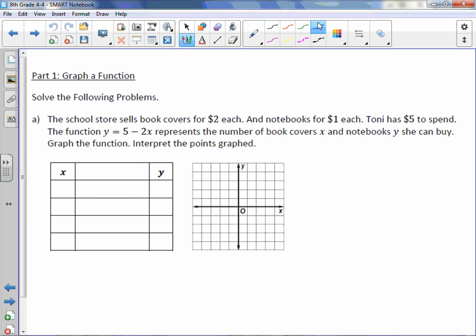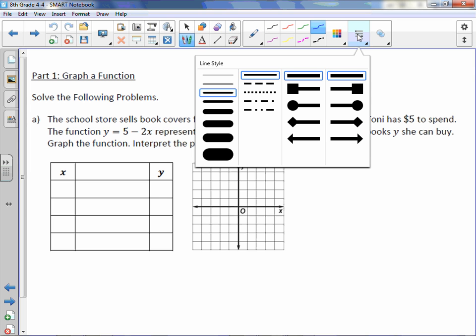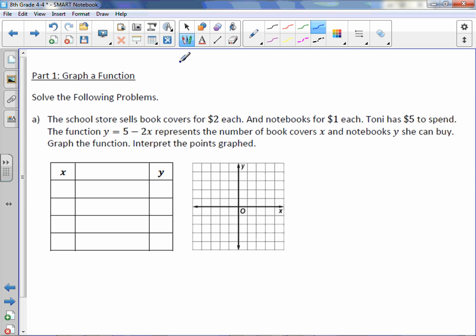Solve the following problems. The school store sells book covers for $2 each and notebooks for $1 each. Tony has $5 to spend. The function y equals 5 minus 2x represents the number of book covers x and notebooks y she can buy. Graph the function, interpret the points graphed.